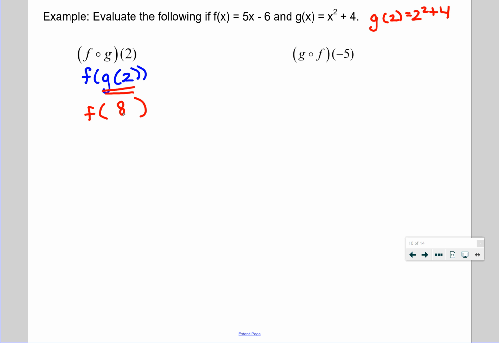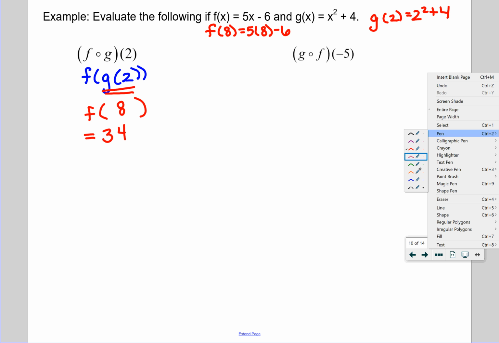Now look what we have left, f of 8. So that's our second step. We're going to plug 8 into function f. So f of 8 would look like 5 times 8 minus 6. Again, maybe something you can do in your head. What do you get? 34. Make sense? Okay, let's try the next one.